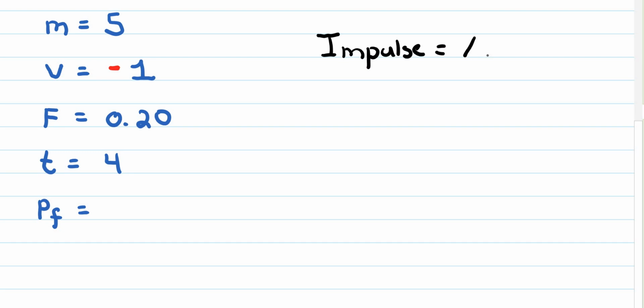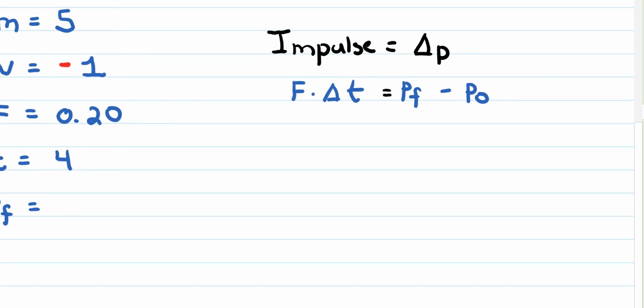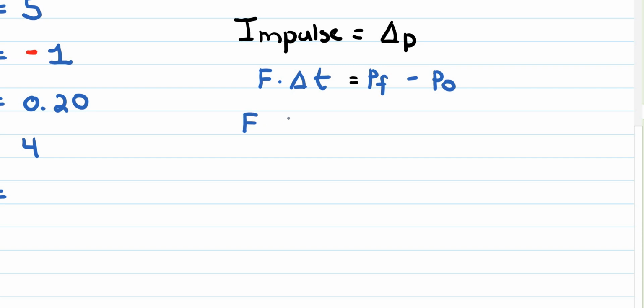which is really a change in momentum. And a change in momentum is your final momentum minus your initial momentum. And impulse is the same thing as force times a change in time. Okay, so now we have a force times a change in time for our impulse on the left-hand side. Final momentum we can leave as PF minus our initial momentum. Well, the formula for momentum in general is mass times your initial velocity.